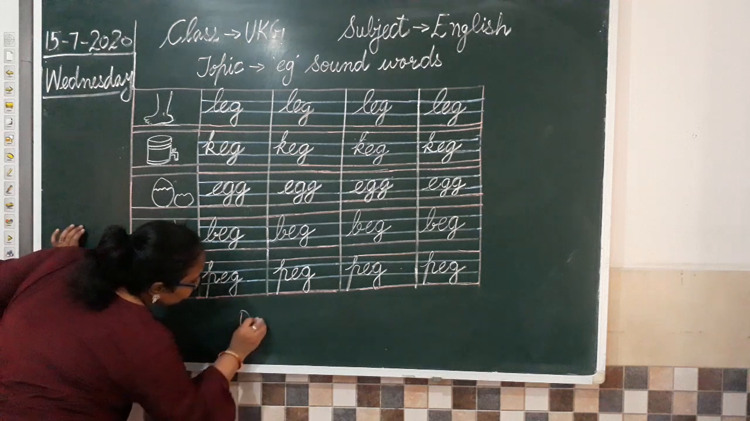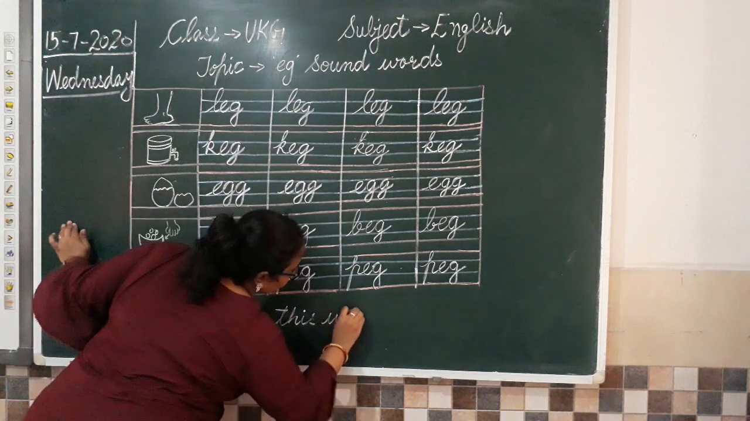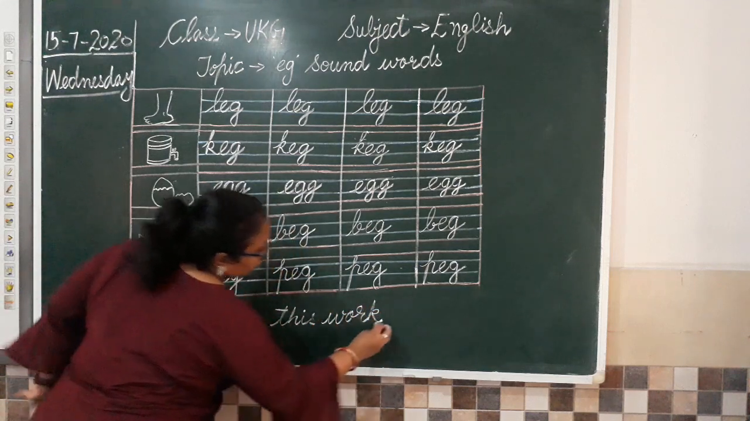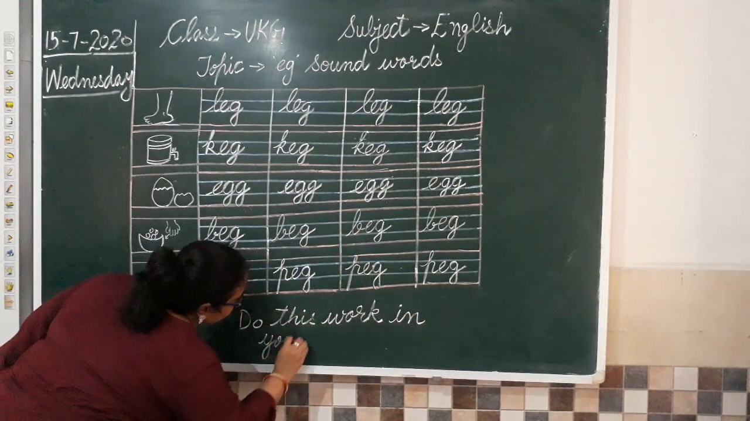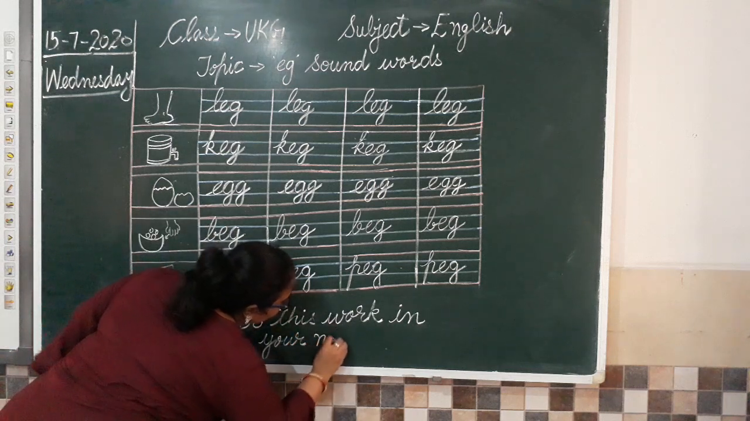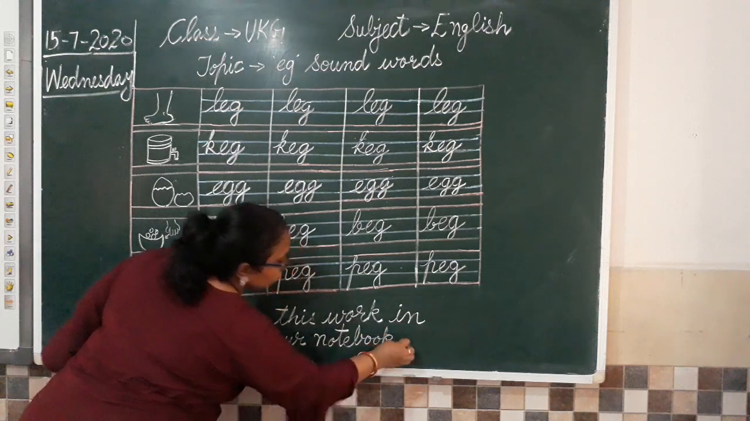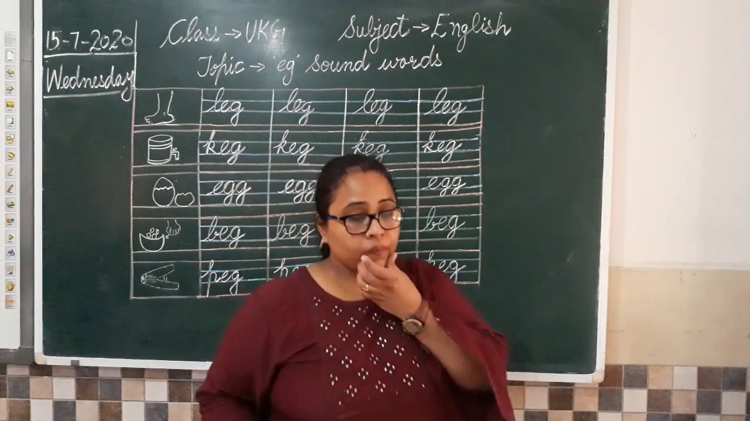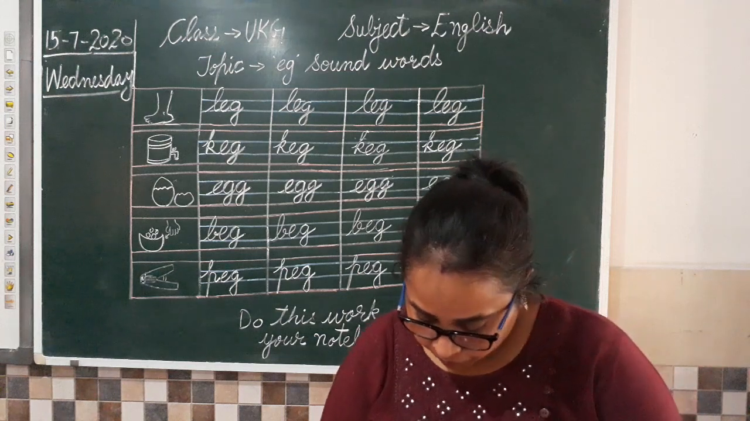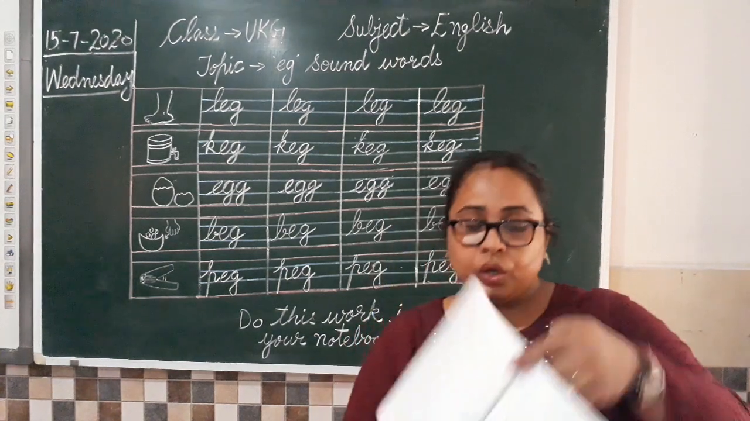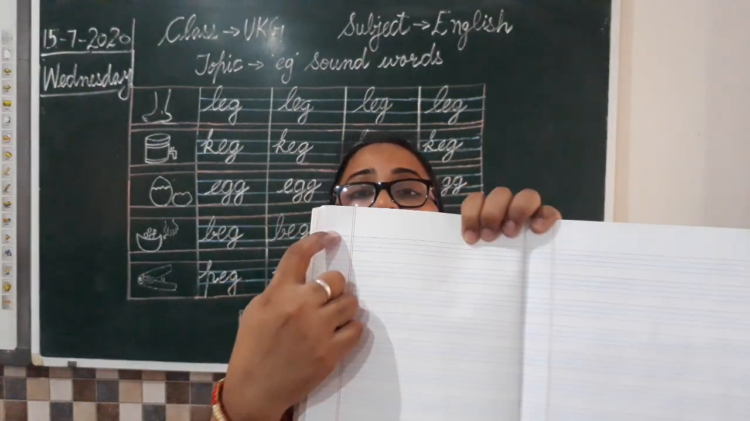Do this work in your English notebook, okay? In your notebook. So how are you going to do this? You will open the page, a fresh page like this. I'll just show you. I have a book here, notebook here. So you will open a fresh page like this. In the corner, you are going to write today's day.